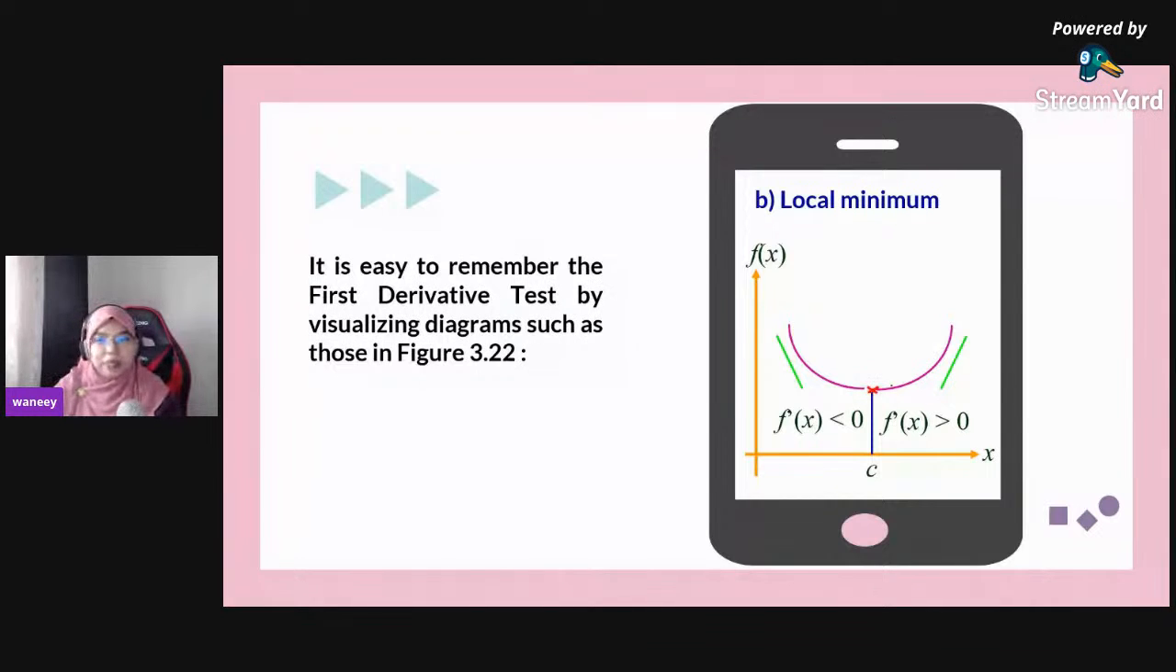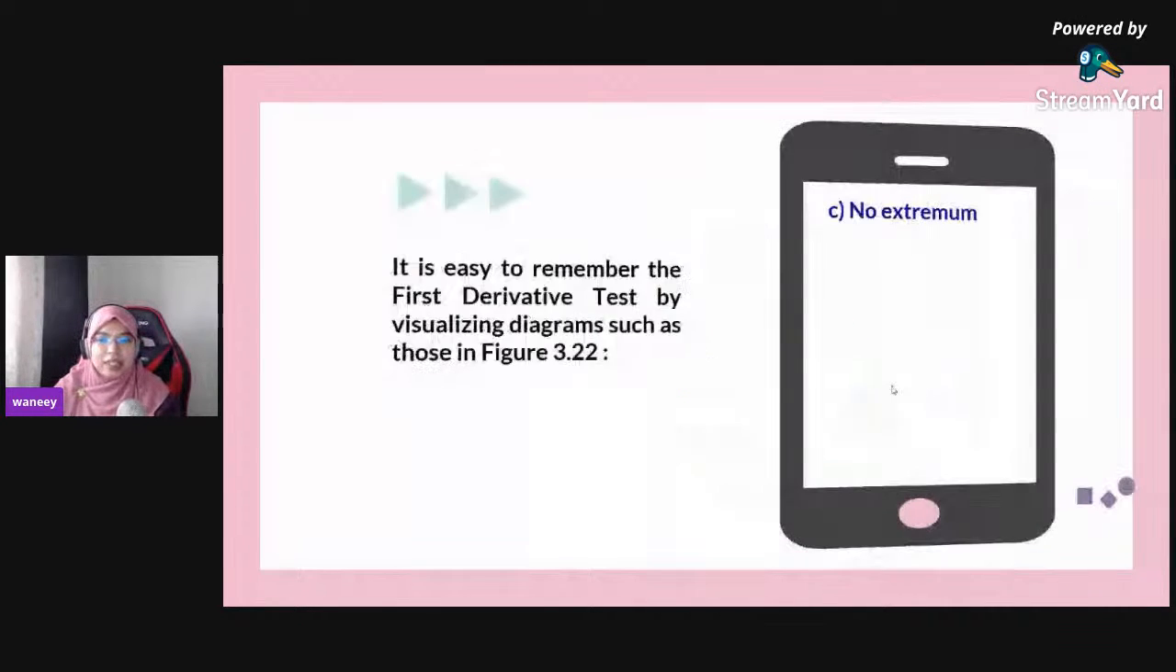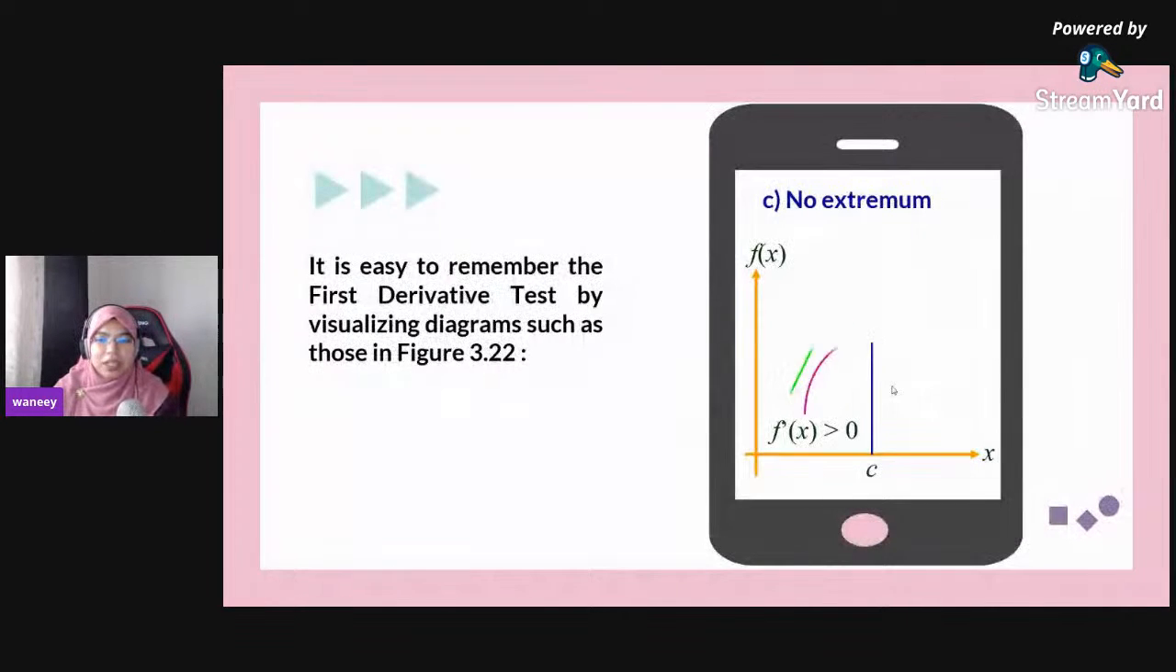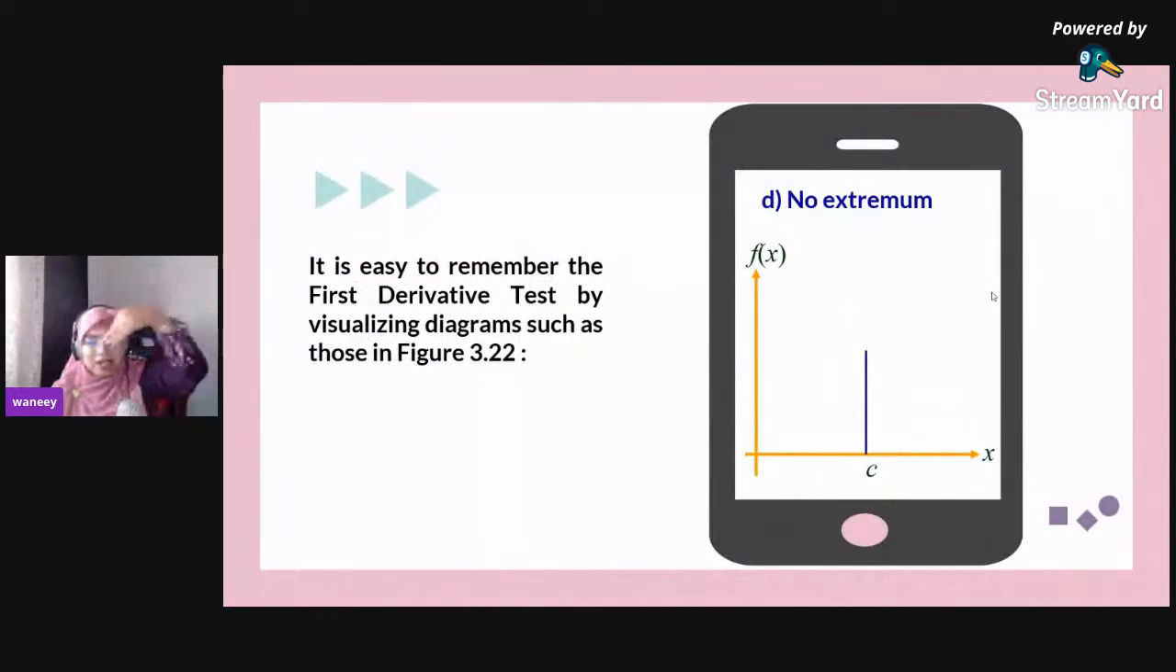What does it mean by it doesn't change the sign at C? For example, something like this. Okay, so this is point C. This is increasing, this is also increasing, so we don't change the sign. Increasing, increasing, so there is no local minimum point or maximum. Okay, another one. Going down. Again, not a maximum, not a minimum then.